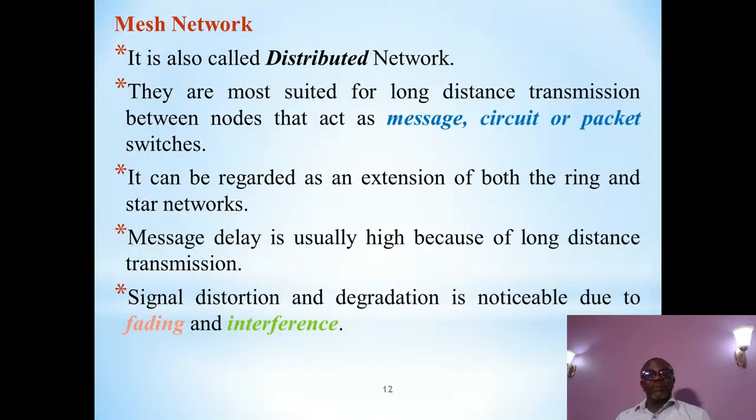Mesh network can be regarded as an extension of both the ring and the star we've talked about before. Message delay is usually high because of long distance transmissions. And when we have long distance transmissions, the signal involved begins to distort and degrade as a result of fading and interferences.